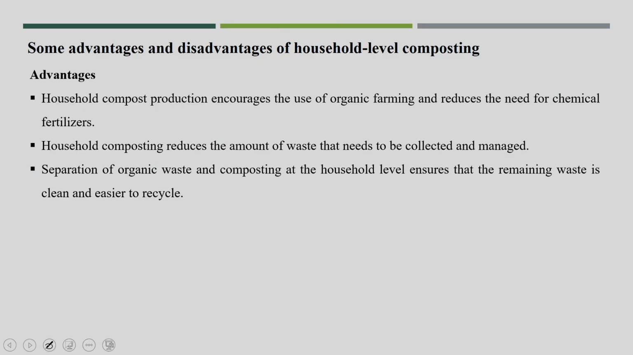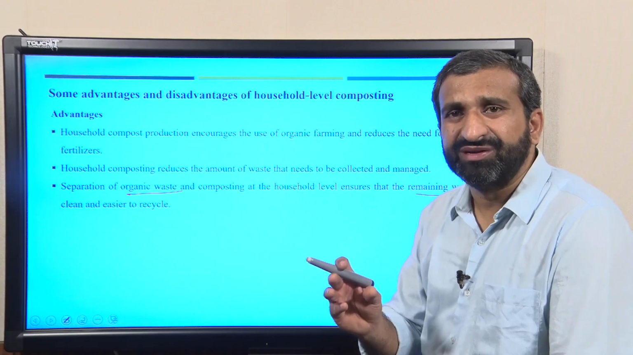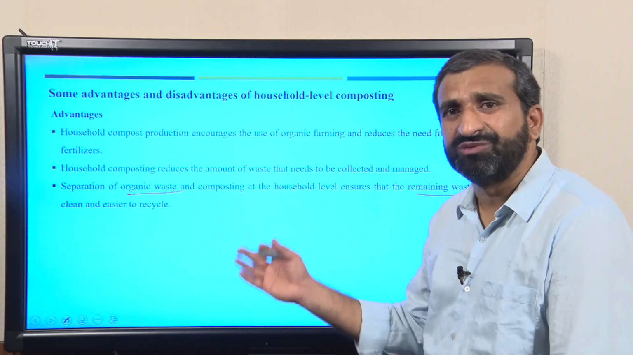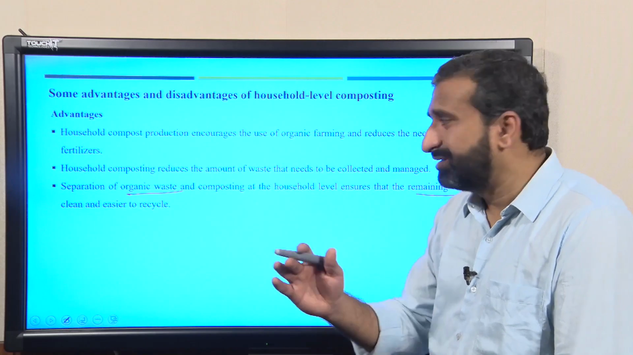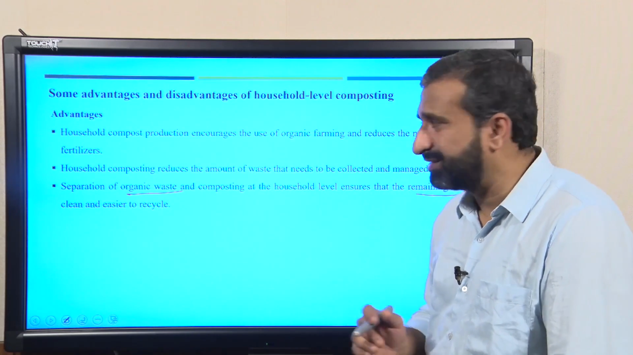Separation of organic waste and composting at household level ensures that the remaining waste is clean and easy to recycle. The idea is that if the organic waste is separated from the entire commingled waste, the remaining waste, especially the dry waste, is clean and easy to recycle. I already told you that once this dry waste is polluted with water, leachate or other pollutants, recycling becomes very difficult. They have to clean it properly, and only then will it go for recycling. So the composting process is also beneficial for getting clean, easy to recycle dry matter.